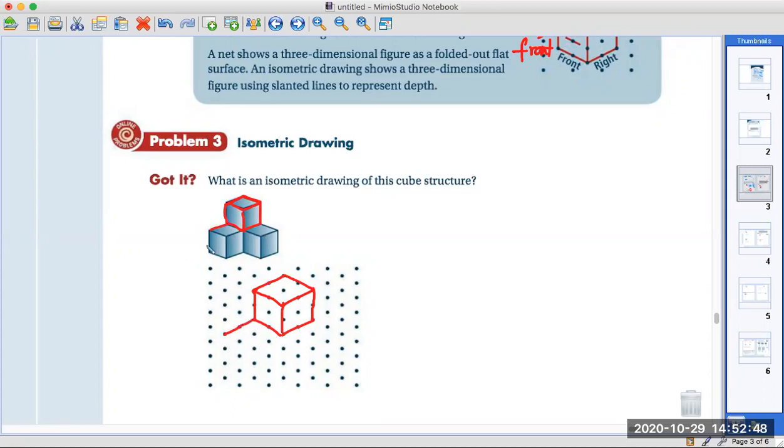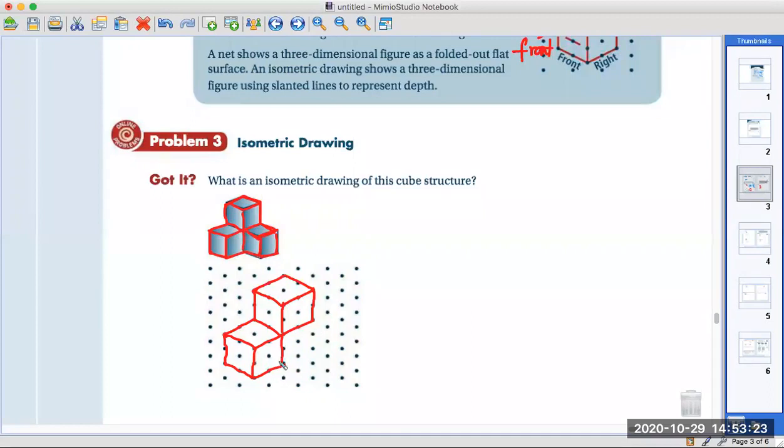I'll go 2, down 2, and so on and so forth. You get the idea. I'm just going to finish this quietly. There, second cube. And then last. You want to make sure all the edges are covered, right?